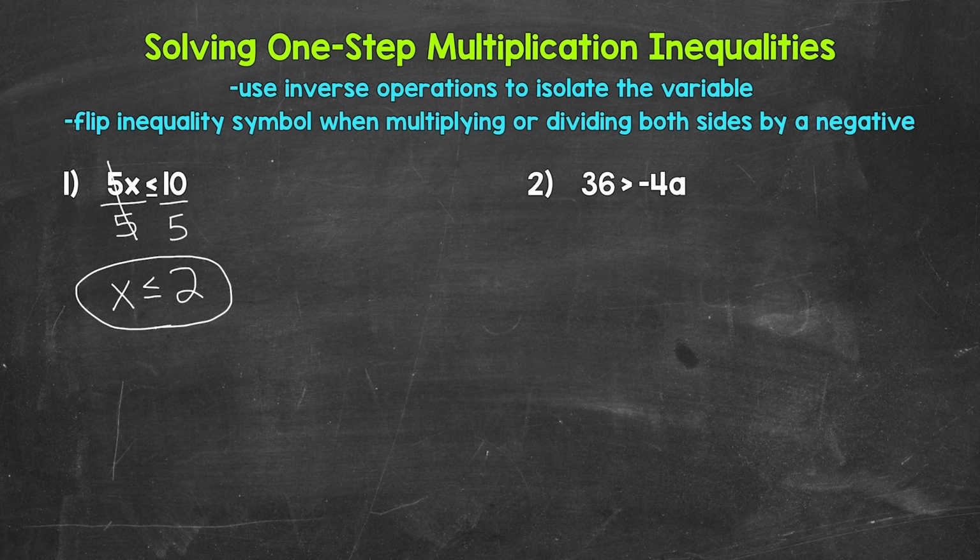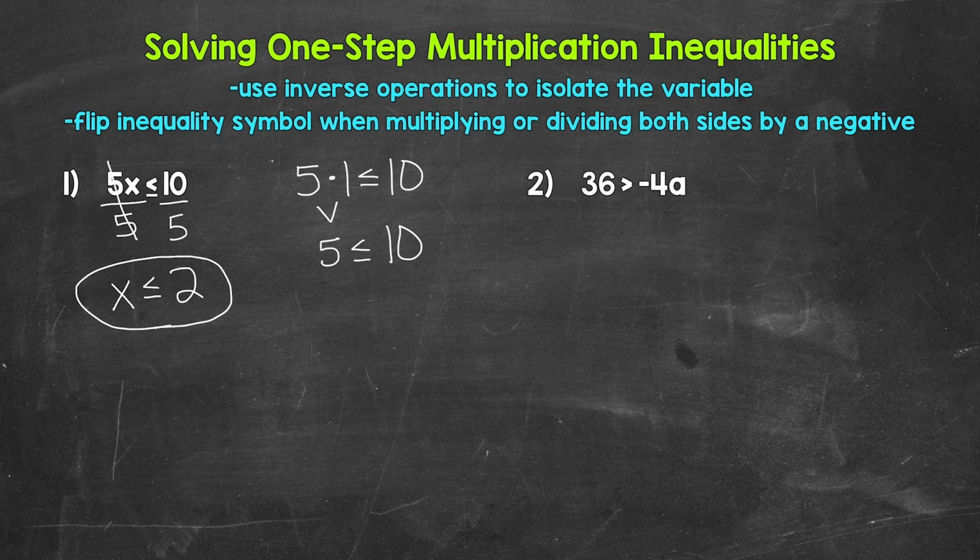It makes it true. And let's check a solution to make sure we are correct here. Let's use 1. 1 is less than or equal to 2. So plug in 1 for x. So 5 times 1 is less than or equal to 10. 5 times 1 gives us 5. And 5 is less than or equal to 10. So we are correct here. Our answer, again, x is less than or equal to 2.